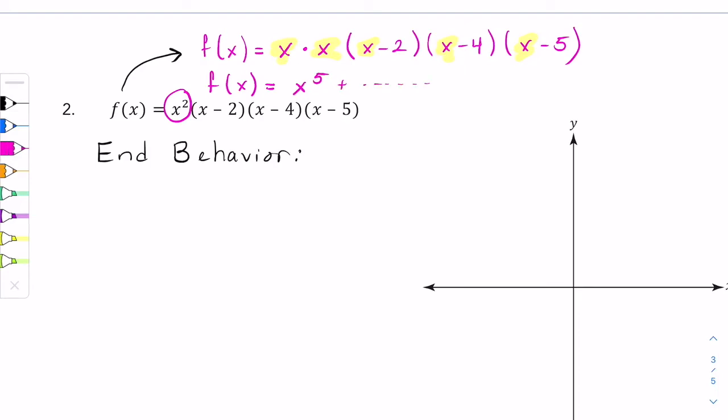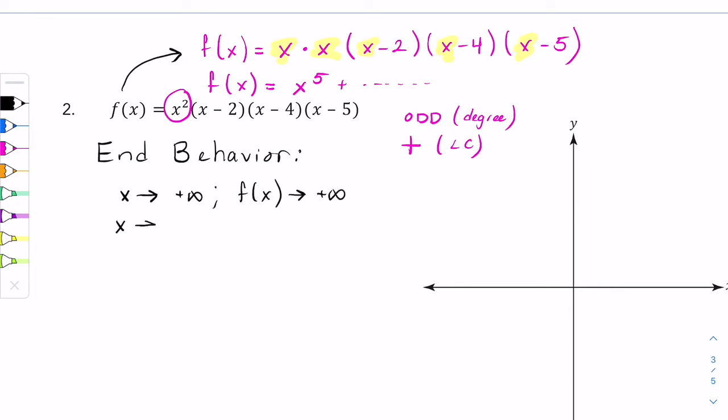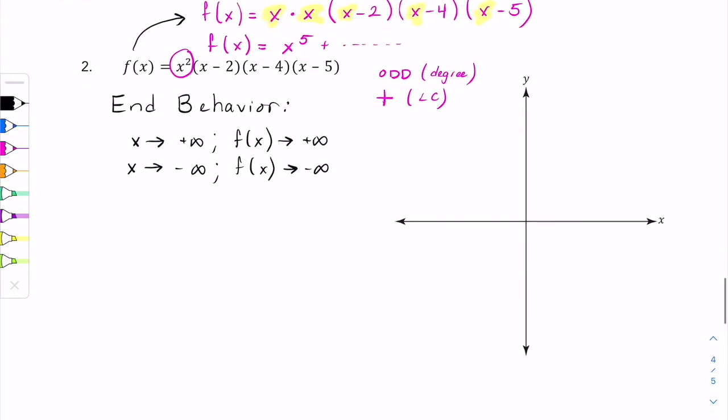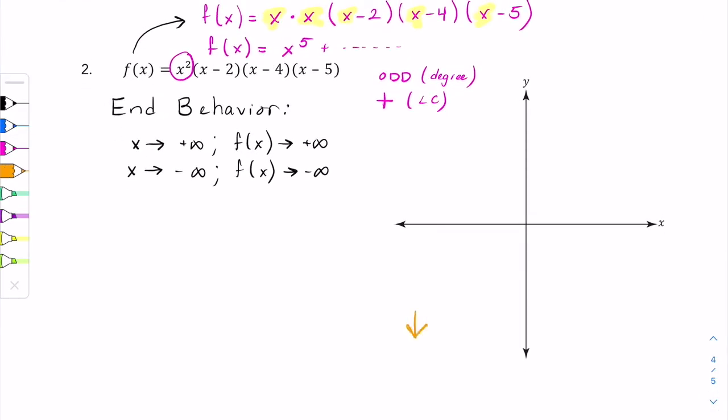Because this is an odd degree and a positive leading coefficient, that tells us that as x approaches positive infinity, the function is approaching positive infinity. And as x approaches negative infinity, the function is approaching negative infinity. So on the left side of my graph, it is facing down, and on the right side, it is facing up.